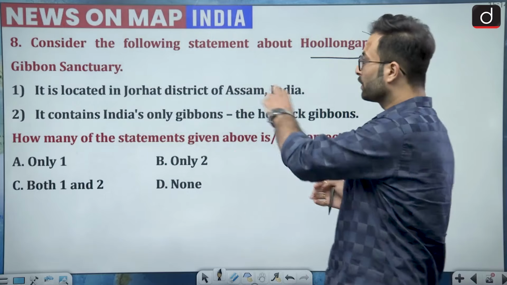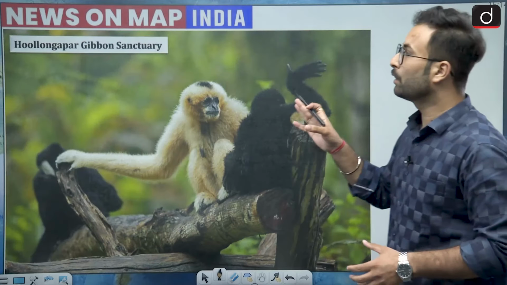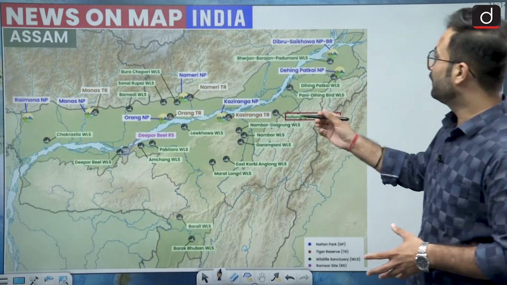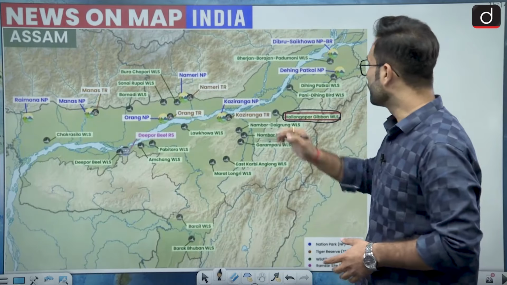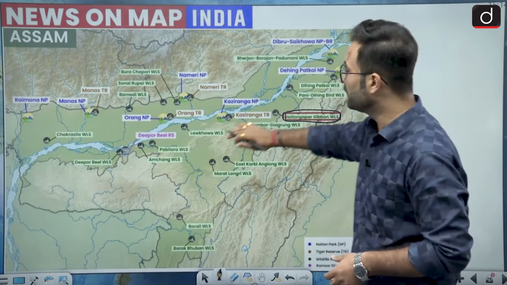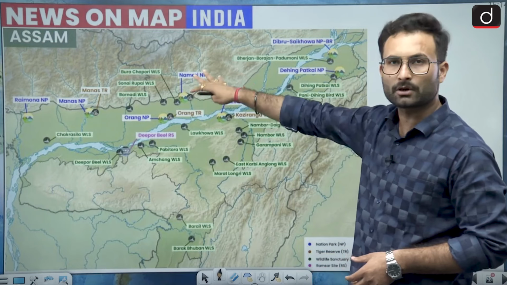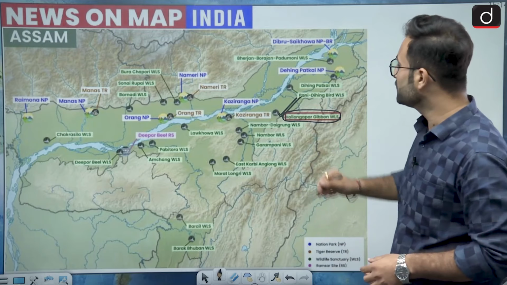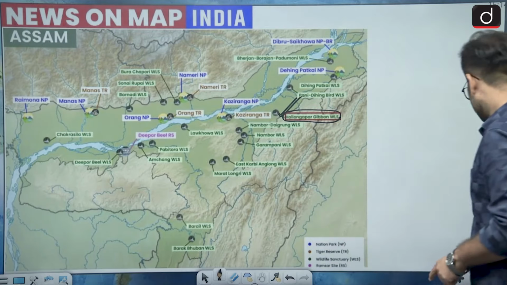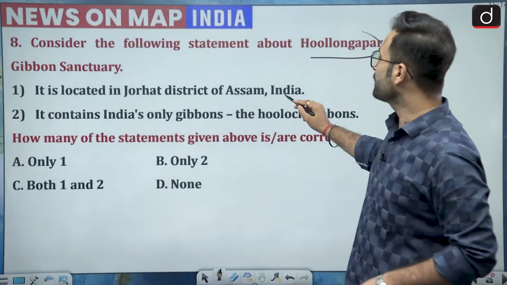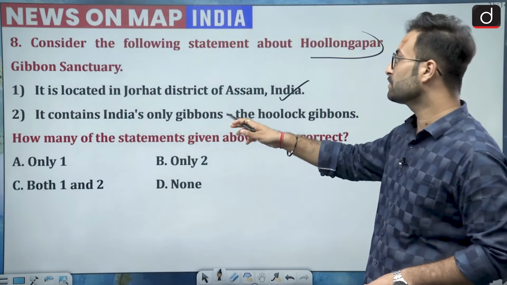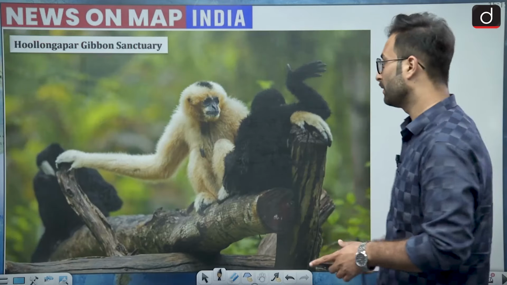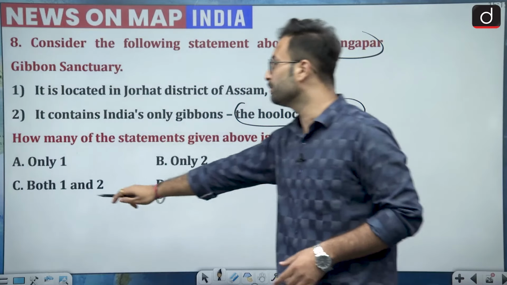Now talking about the location over here. So here you can see this is the Hollongapar Gibbon Sanctuary, and these are the gibbons which we are talking about right now. Here you can see this is the location of Hollongapar Gibbon Wildlife Sanctuary. So this is the area of Assam. Here you can see the Brahmaputra. There are other protected areas which are also given in the map. You can go through them. But for right now, you have to be focused on this Hollongapar Gibbon Sanctuary. Here you can see the first statement is correct because we have seen that, and then it contains India's only ape, that is the Hoolock gibbon, which are these gibbons we are talking about right now. So both the statements here are correct. Option C would be your right answer.